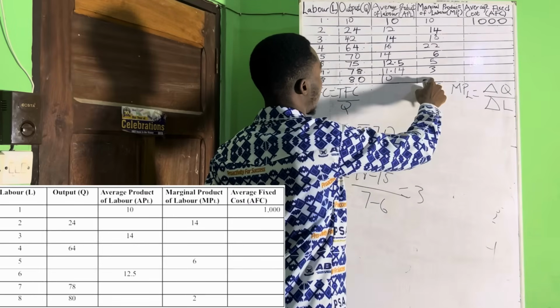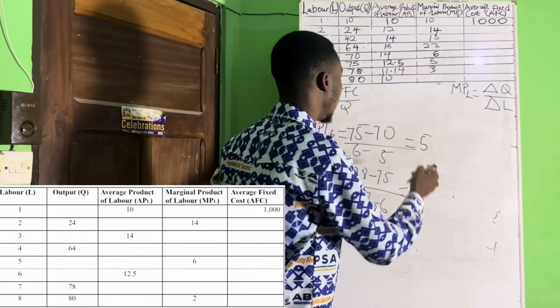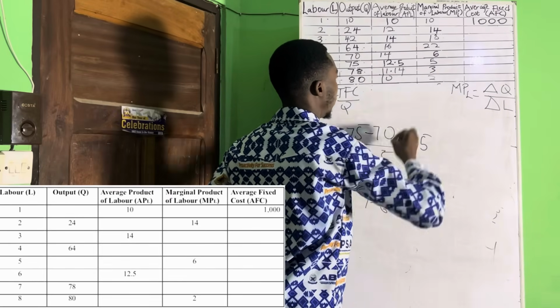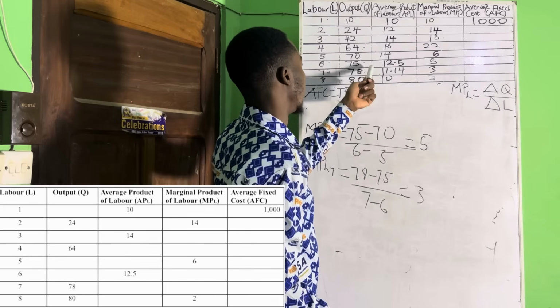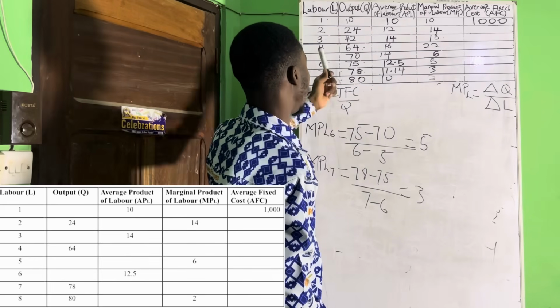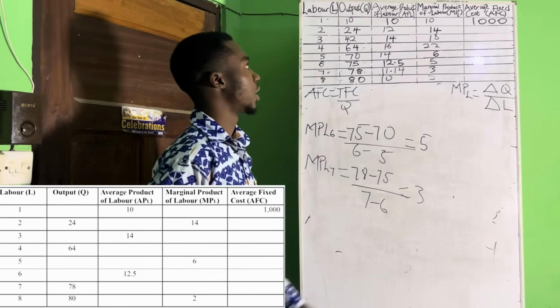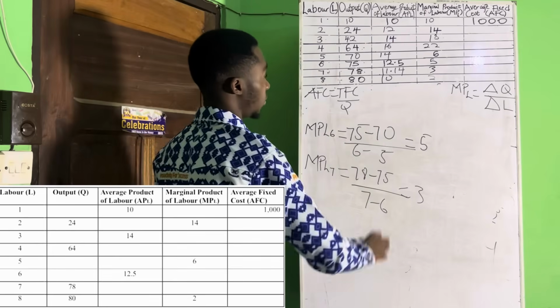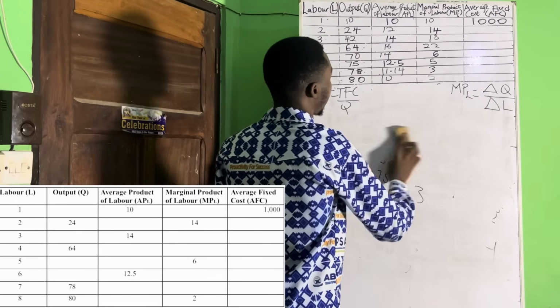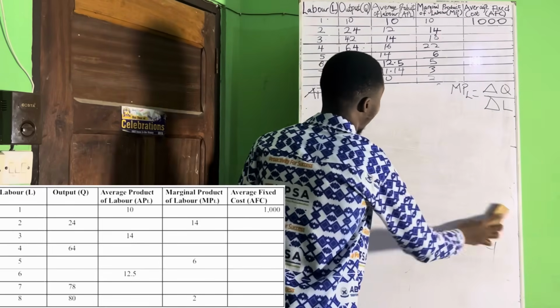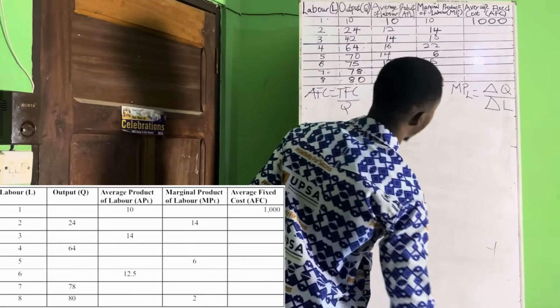And for the last one, I just realized that in the question, they gave it to us already. So here was 2 in the question. But you can even do it yourself. 80 minus 78 will give us 2. You get it? So 2 over 8 minus 7, that's the same as 2. So now we are done with the marginal product of labor values. So now we can clean the board. Then the last thing we are going to look at is the average fixed cost values.